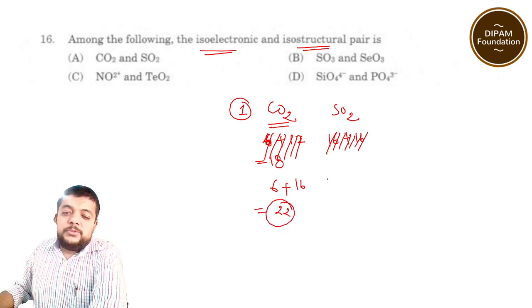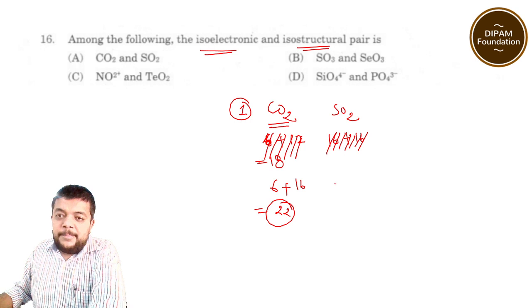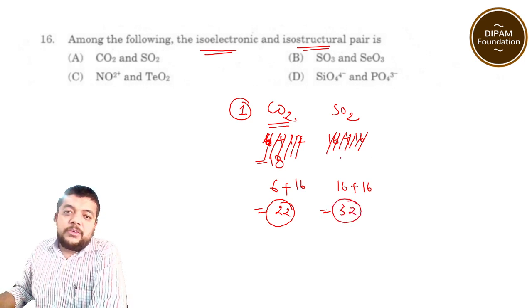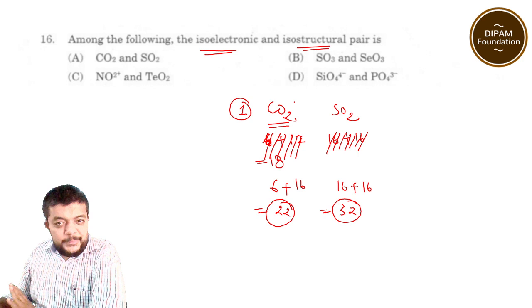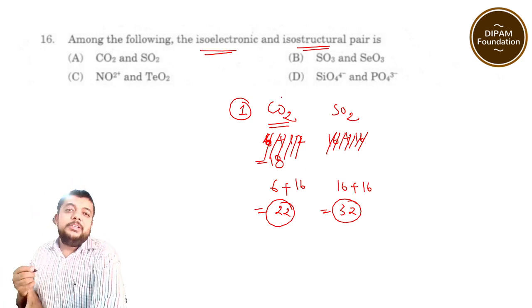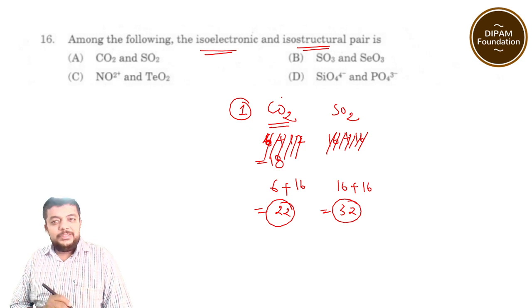But over here in SO2, the sulfur is 16, each oxygen is 8, so 16, so the total is 32. So the total number of electrons in the molecules are not the same. Sometimes few people say that do not take the total electrons, take the valence electrons. Let us check, that is not an issue.